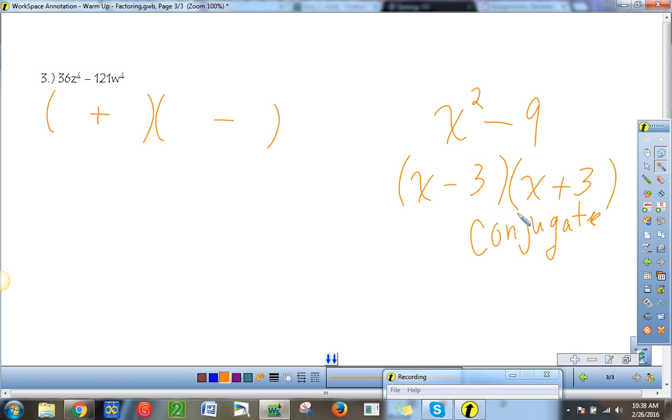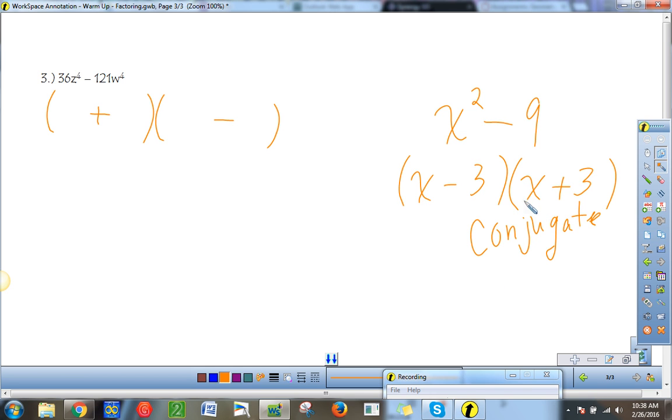But if you always have a positive and a negative, what is this middle guy always going to be? Negative. Always. So if this was x squared plus 9, you just walk away. You're done. You can't do anything to it. It's already got a positive outlook on life. Let it go. Done.